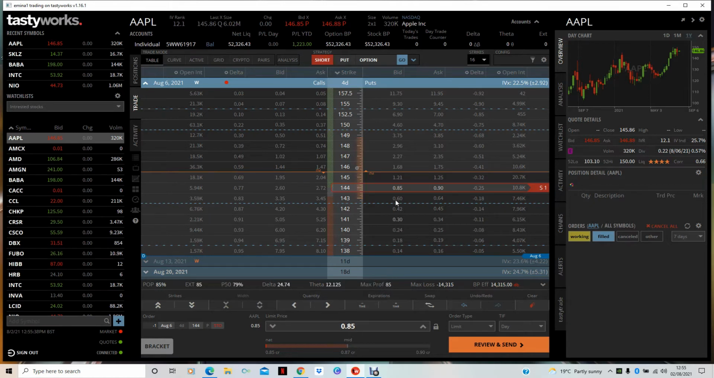Now, however, the slight risk is this week, because I'm opening a weekly trade, if the price falls from $146 to $140, I still have to buy Apple at $144. But again, that's okay. I want to buy Apple anyway, right? And over time, Apple is going up.